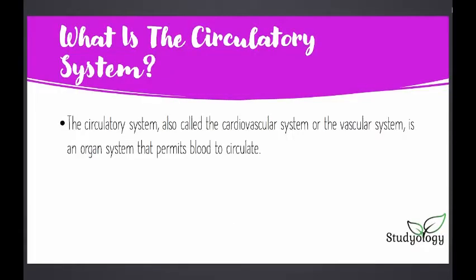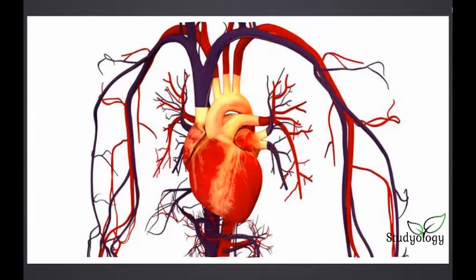So, what is the circulatory system? The circulatory system, also called the cardiovascular system or the vascular system, is an organ system that permits blood to circulate. In the circulatory system, what happens is just one thing: blood circulates around the body. The cardiovascular system, or the vascular system, has just one main function, which is for the blood to circulate. So this is the picture of the circulatory system.